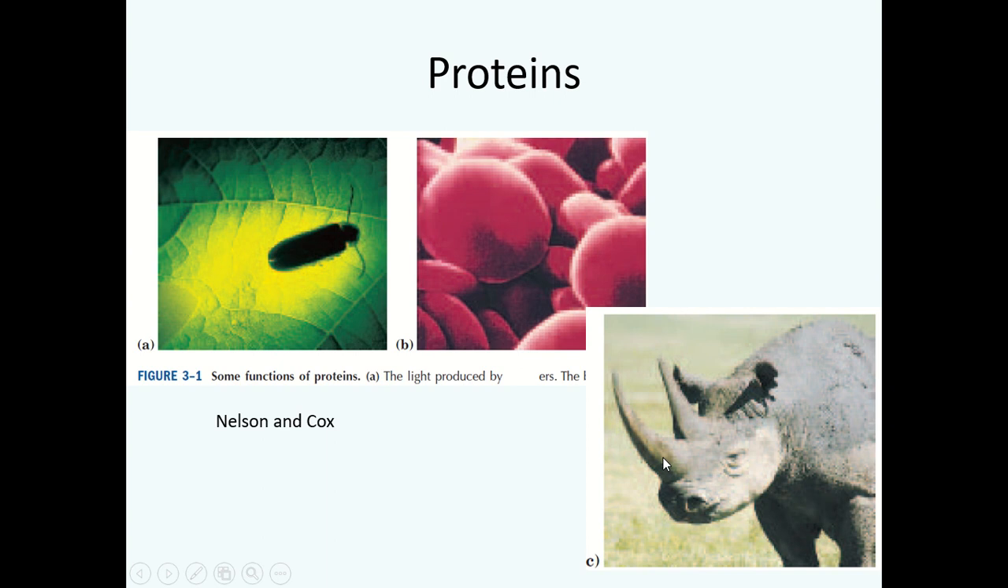There's a rhino you see here. So the horn of the rhino, the hooves of the animal, and the hair on the skin are all made up of different types of proteins. Similarly, the claws and nails are all made up of structural proteins. So proteins are important for various functions in the body. For example, an enzyme shown here, a transport protein, as well as a structural protein.